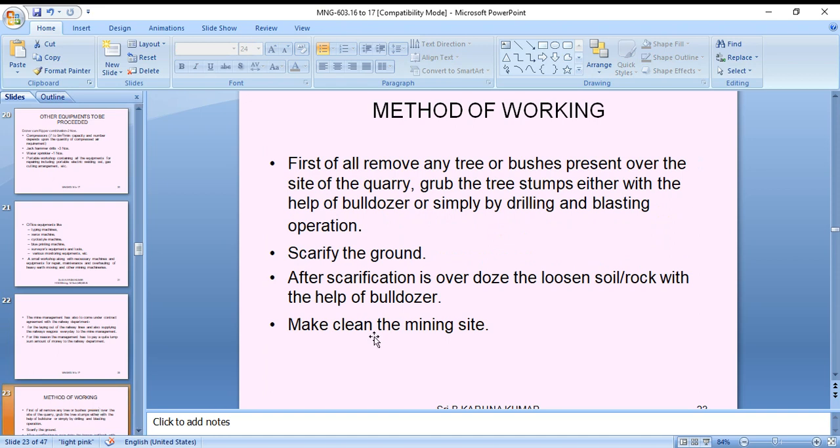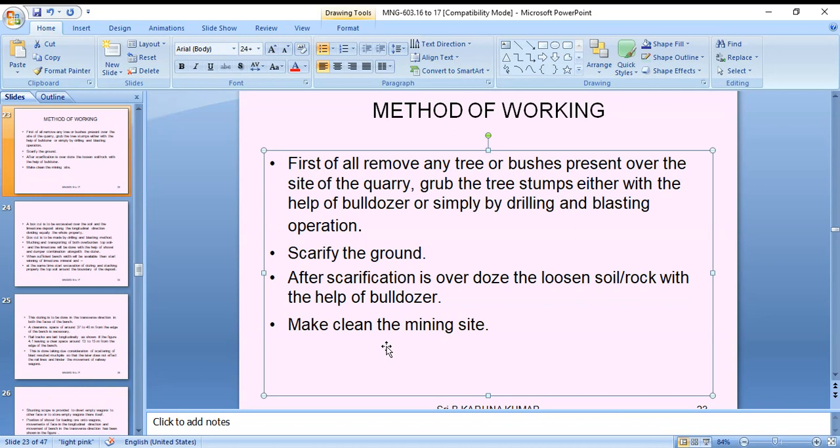So coming to the method of working, first remove any trees or bushes present over the site of the quarry. Grab the tree stumps either with the help of the bulldozer or simply by drilling and blasting operation. Scrape the ground. After scraping is over, dozer and loosen soil and rock with the help of the bulldozer. Clean the mining site.